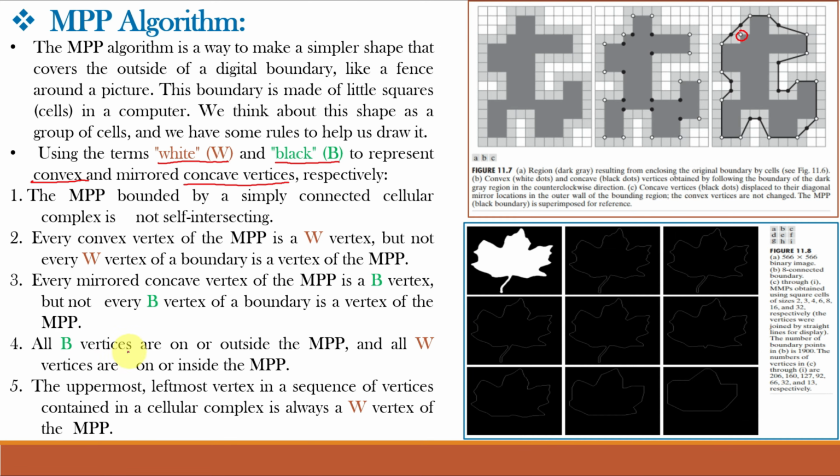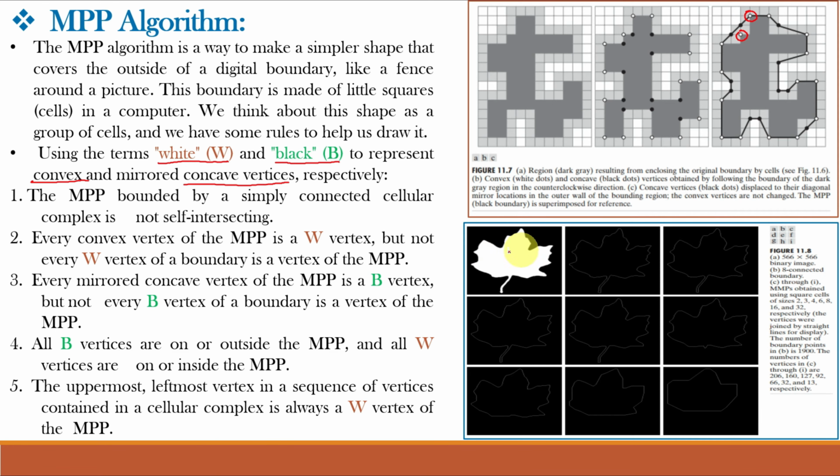Next is all B vertices are on or outside the MPP and all W vertices are on or inside the MPP. So all black vertices are on the MPP or outside the MPP, as we can see here, while all the W vertices are either on the MPP or inside the MPP, as we can see in this one. And next and last is the uppermost leftmost vertex in a sequence of vertices contained in a cellular complex is always a W vertex of the MPP. So this is the uppermost leftmost vertex, which is a W vertex.